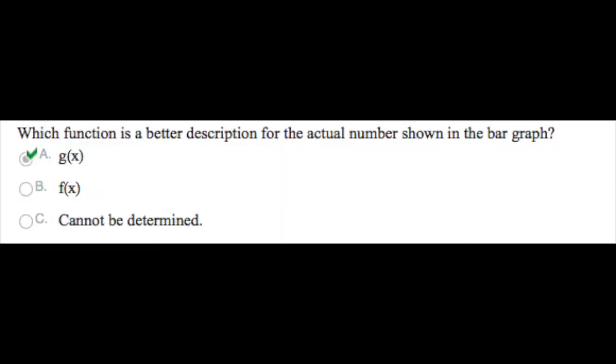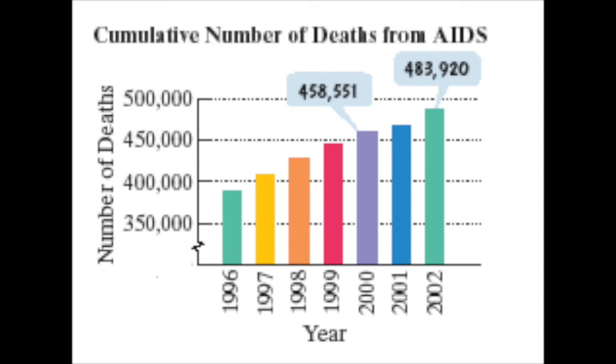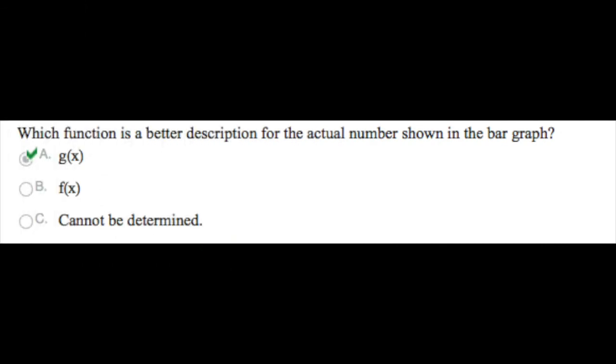Next, it says which function is a better description of the actual number shown in the bar graph. If we look at the f of x equation, it was 479,654. And when we look at the g of x equation, it was 482,951. When we go back to the actual graph, the bar graph they gave us, you'll see that for 2002, the number was 483,920. So the g of x function is going to be a better description of the actual number because it's closer to the actual number depicted on the bar graph.